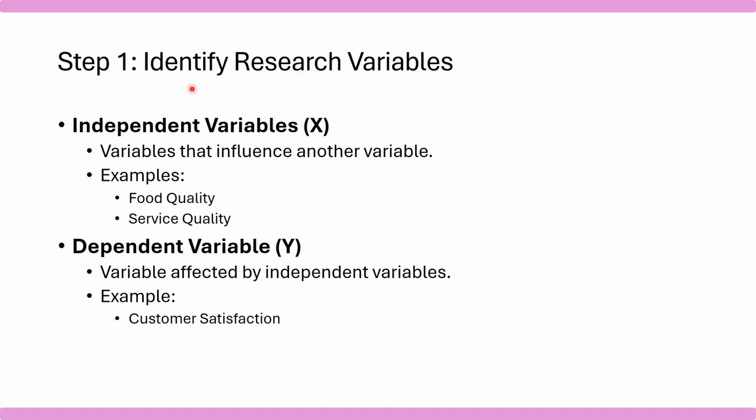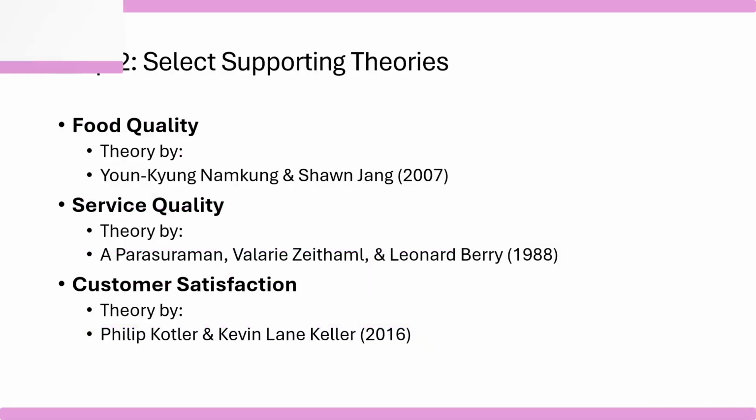So step one is you have to identify the research variable. The independent variable is the one that influences or impacts the other variables. For example, in this case, it is food quality and service quality. On the other hand, the dependent variable is affected by the independent variable. So you have to choose for the title. For example, our dependent variable is customer satisfaction.